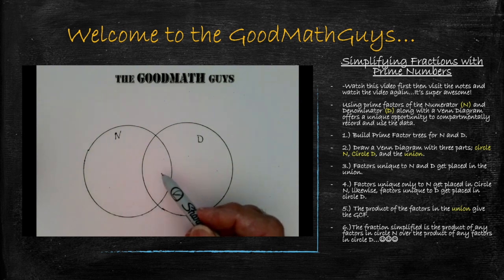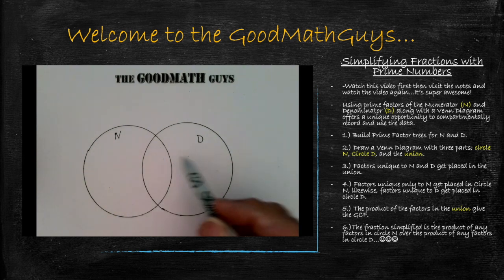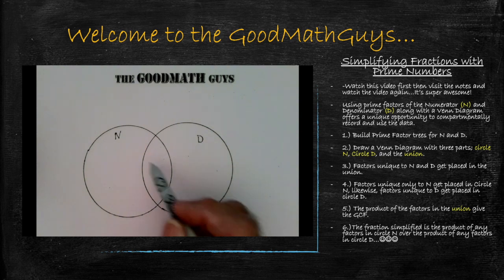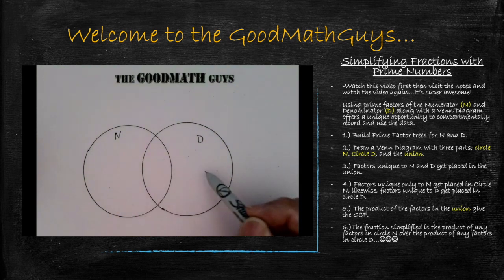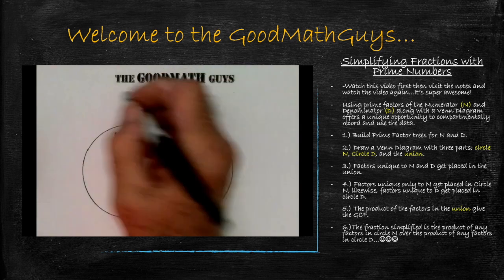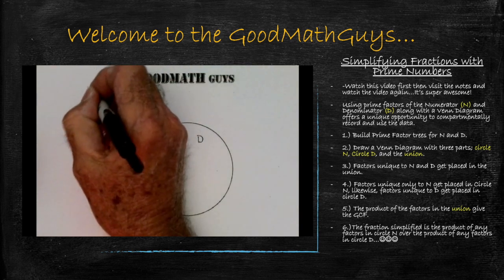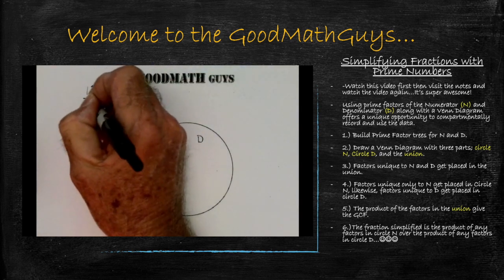And what we're going to do is we're going to plug anything that's unique for the numerator and unique for the denominator into the union of both sets, and then the rest will belong either to the numerator or the denominator only. So let's take a look at a fraction that we might want to simplify. How about, for example, 12/18?